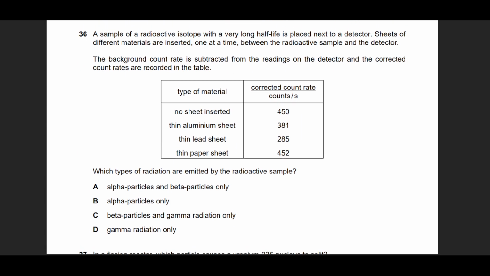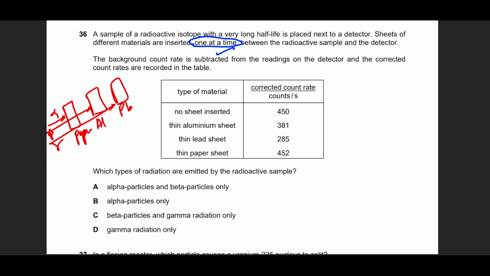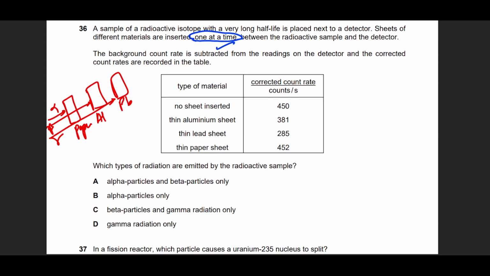36. This is a good question in terms of memory, at least, and logic. So he says that the background radiation is being subtracted, so the corrected count rates are written. So you don't have to worry about the background radiation. And different materials are inserted one at a time. So it's not like the one you memorize from the book, where we have a piece of paper, then aluminium sheet, then lead sheet, and you introduce alpha, beta, and then gamma, and you memorize this diagram. You have to develop a logic from this diagram and use it for this question.